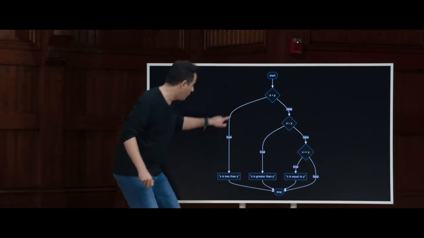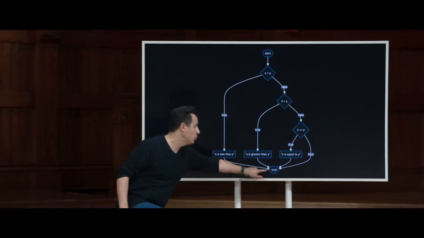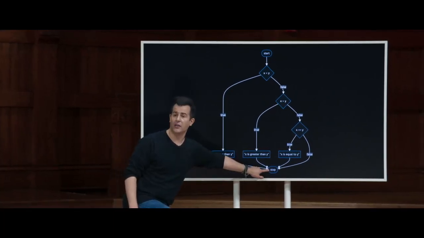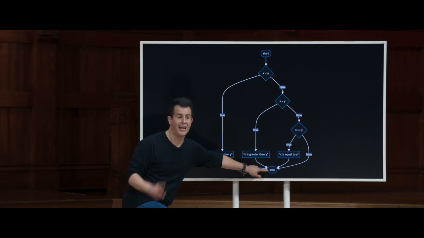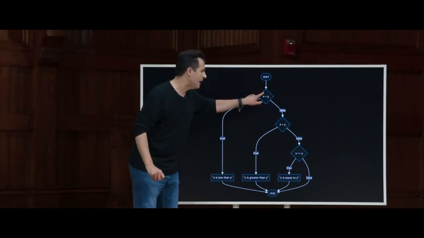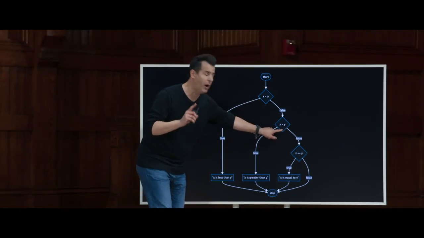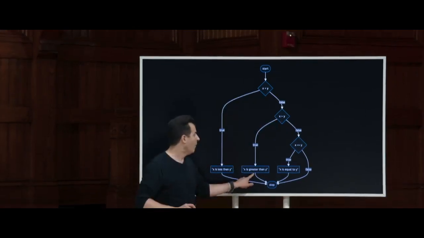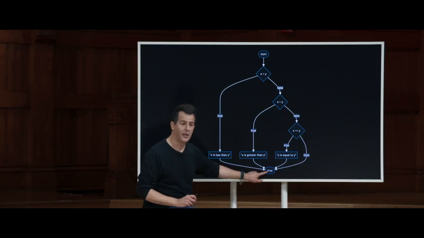If the answer is true, I say x less than y, and then boom, I sort of cheat and go all the way to the end of the program and stop, having asked only one question. If, though, x is not less than y, fine, I'll ask you a second question. But if the answer is true, boom, I print out x is greater than y, and then I stop.